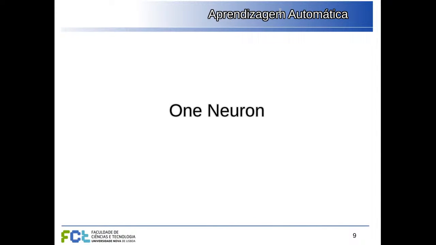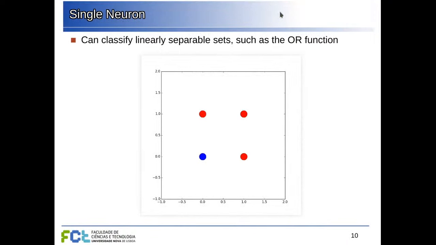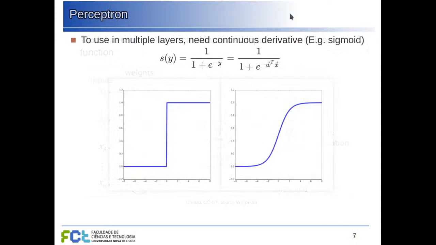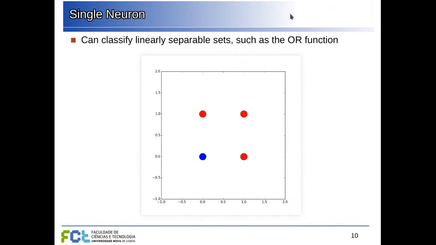So let's look at what one neuron can do. One neuron can learn to classify linearly separable sets, because if you see this kind of thing that we have here, the weighted sum of the inputs fed into a logistic activation function is actually the same model as logistic regression. We are training it in a way that's a bit different, but it's exactly the same thing: adding the product of the weights and the input and then passing it into the logistic function. So this is a linear classifier, like logistic regression.